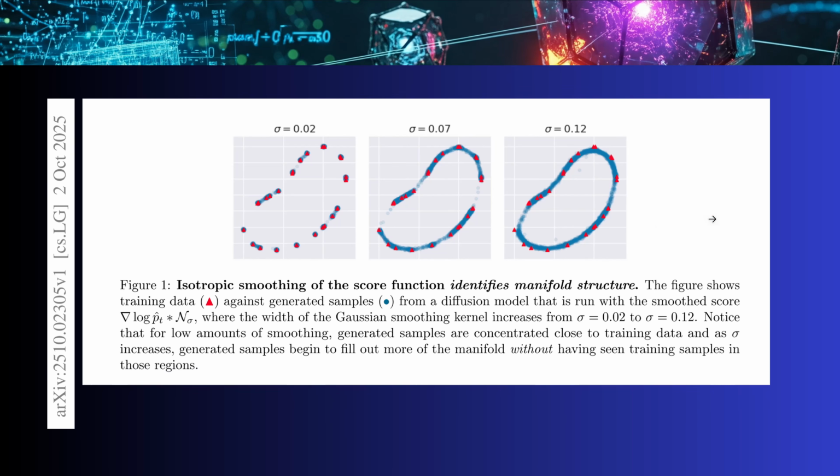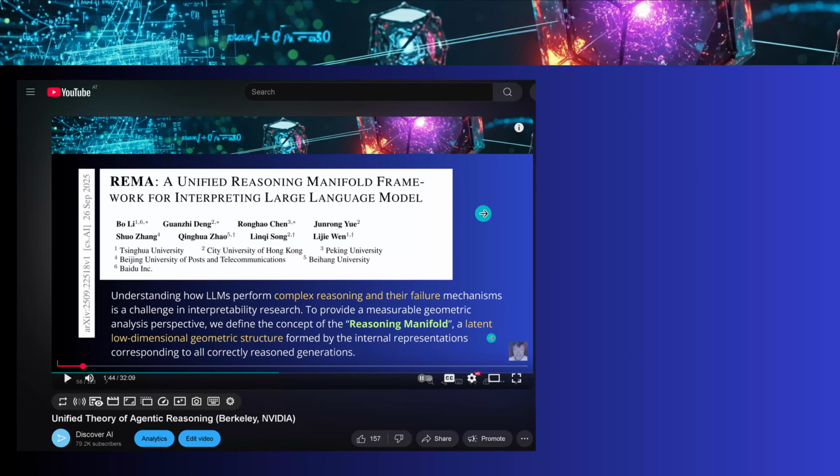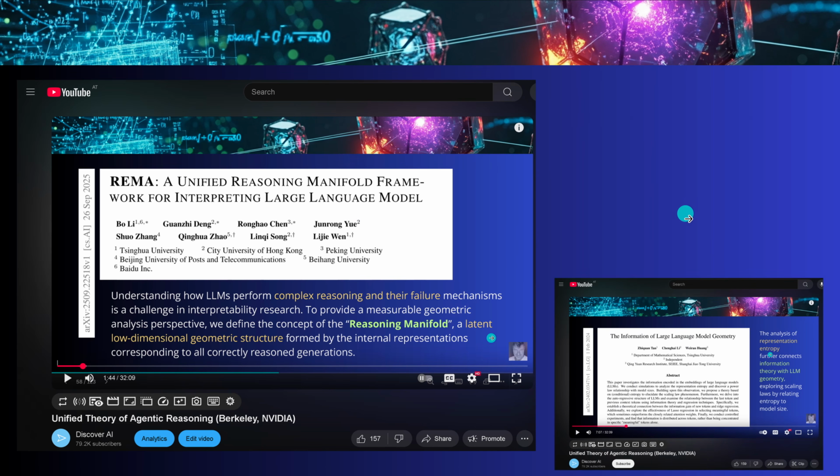And you say, yes, of course, no? Because if you look at the isotropic smoothing of the score function that identifies the manifold structure, you say, we have seen this before, of course. In my video just days ago, where we talked about the unified theory of agentic reasoning, I told you that this work here by Jakiw and Peking University, they have now a unified reasoning manifold framework for understanding the reasoning in LLMs. And I also showed you this is based on a representation entropy that connected here the information tier with the LLM geometry. This was done by Jakiw University.